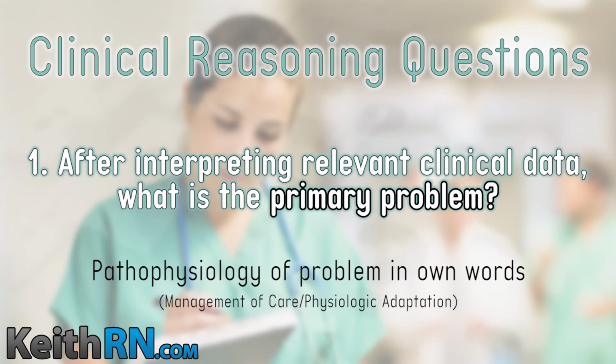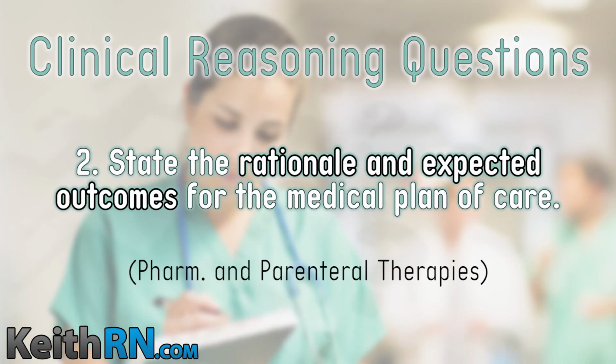We have a patient with multiple electrolyte abnormalities and derangements. Specifically, the most concerning are potassium and magnesium, as well as this patient is in fluid volume deficit with her anorexia. State the rationale and expected outcomes for the medical plan of care.